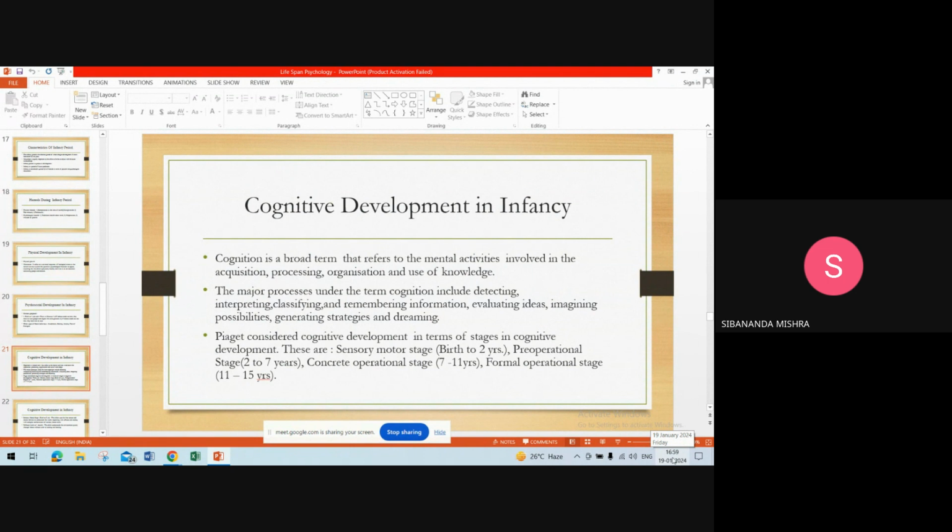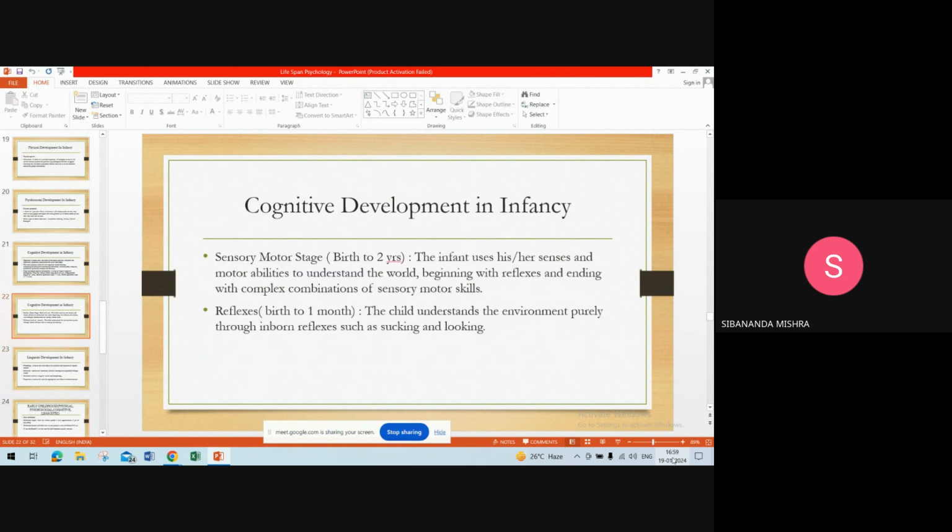Next is the sensory motor stage, birth to 2 years. The infant uses his senses and motor abilities. You know, sensory motor means you are applying your sense organs, and motor means your movement, physical movements. Senses and motor abilities are used to understand the world, beginning with reflexes and ending with a complex combination of sensory motor skills. Reflexes, birth to 1 month: the child understands the environment purely through inborn reflexes such as sucking and looking. Second one, which I have already discussed, is primary circular reaction, first month to 4 months: the child works on an action of his own. Next is early representational thought, that is, children begin to develop symbols to represent events or objects in the world.